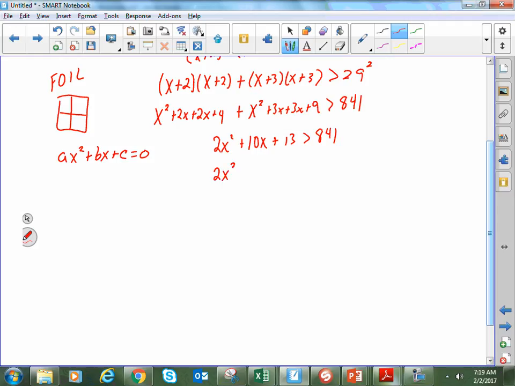And I'm going to get 2x squared plus 10x plus 13 minus 841, which gives me a negative 828, to be greater than 0. Now, at this point, what we're going to do is factor the quadratic. There's lots of ways that you could factor. You could leave it the way it is and factor it as it is. But if you recognize that the a, b, and c values, the 2, the 10, the negative 828, are all even numbers, I'm going to factor out a greatest common factor, which is 2, leaving me x squared plus 5x minus 414 to be greater than 0.